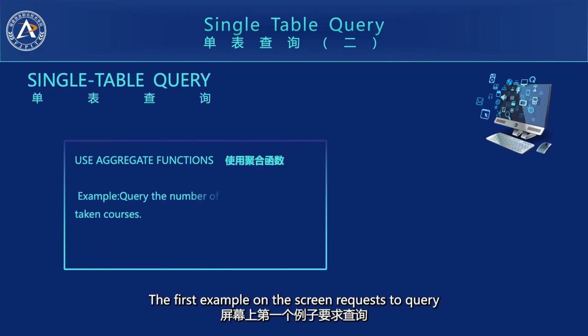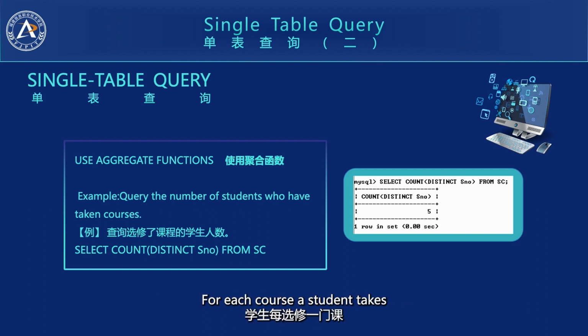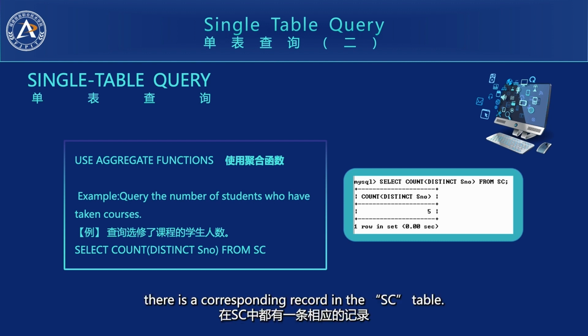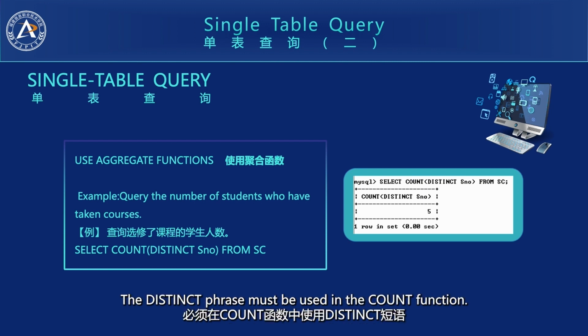The first example on the screen requests to query the number of students who have taken courses. For each course a student takes, there is a corresponding record in the SC table. A student can take multiple courses. To avoid counting the same student repeatedly, the distinct phrase must be used in the count function.